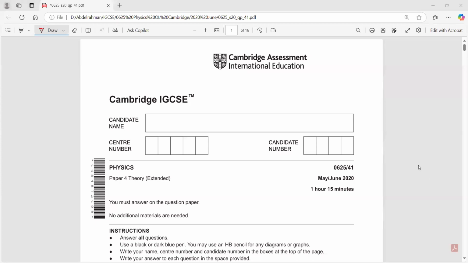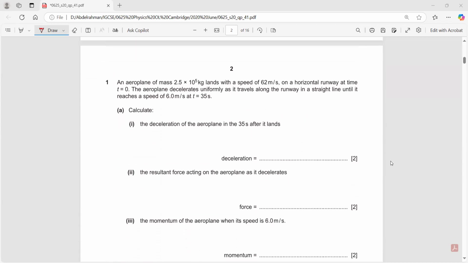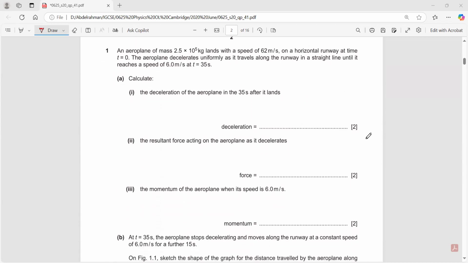Okay. May, June 2020, paper 4, variant 1. Question 1. An airplane of mass 2.5 times 10 to the power of 5 kilograms lands with a speed of 62 meters per second on a horizontal runway at time t equals 0. The airplane decelerates uniformly as it travels until it reaches a speed of 6 meters per second at t equals 35 seconds.